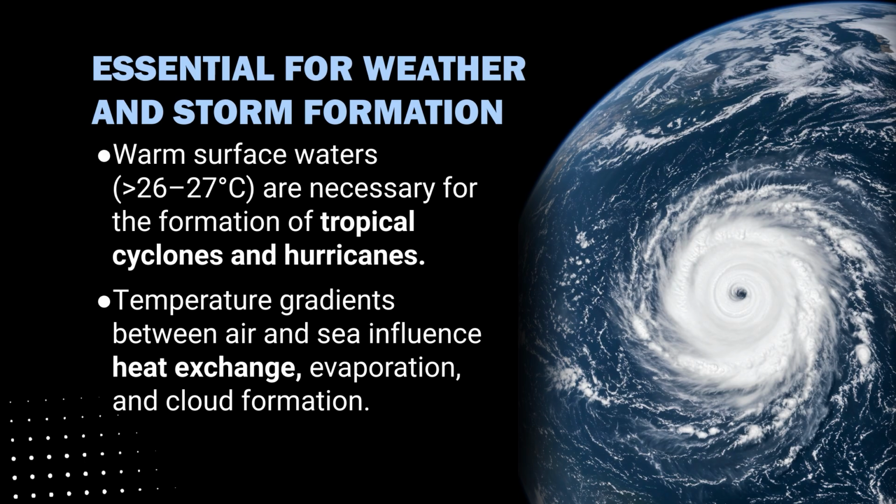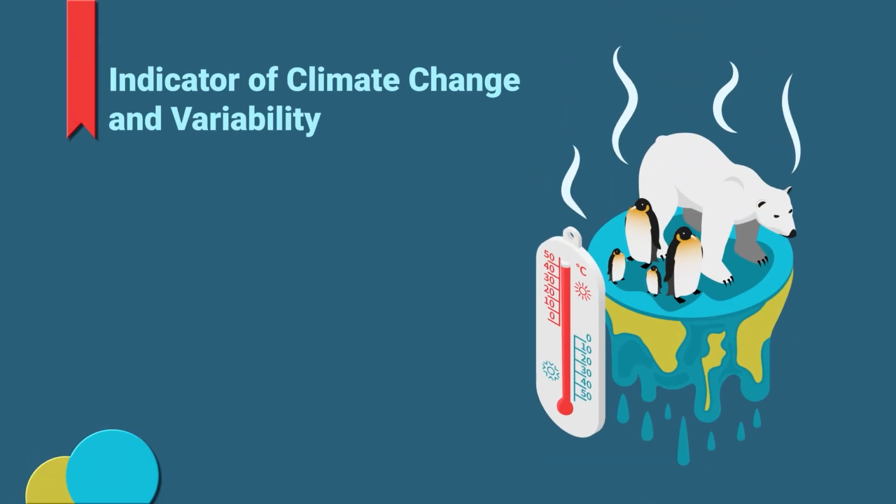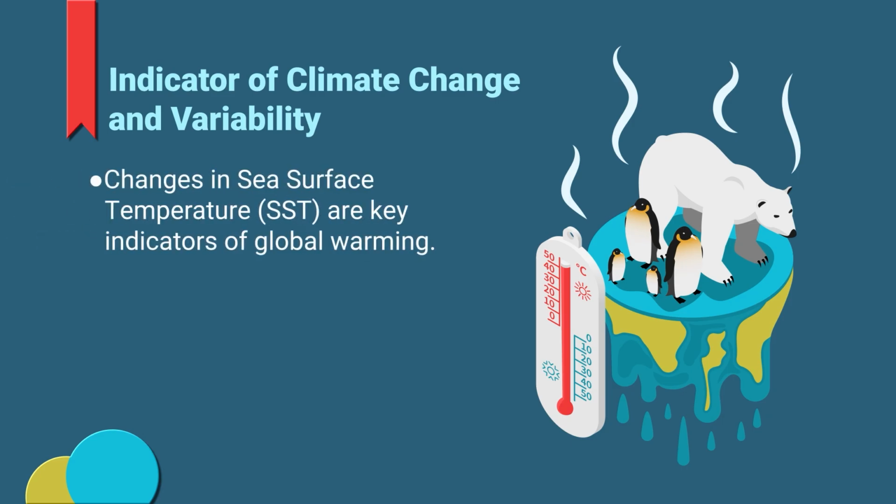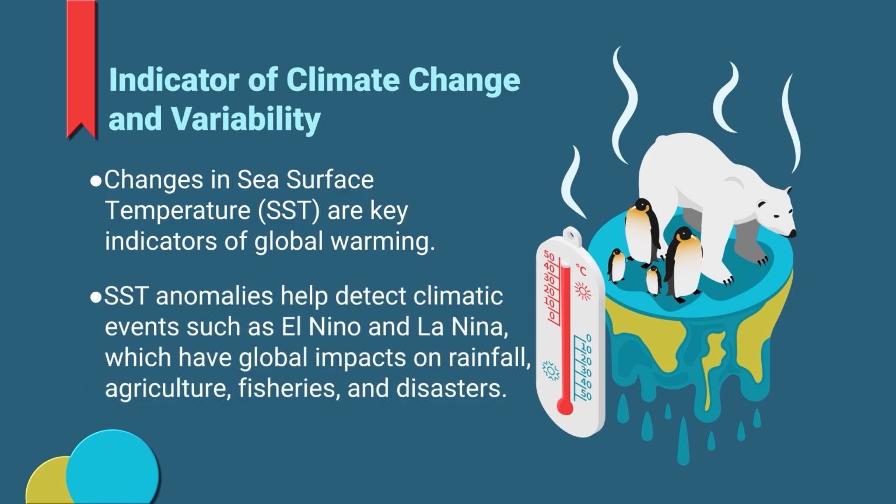So temperature gradients between air and sea influence heat exchange, evaporation and cloud formation. Temperature of ocean water is also an indicator of climate change and variability. Changes in sea surface temperature, SST, are key indicators of global warming. SST anomalies help detect climate events such as El Nino, La Nina, which have global impacts on rainfall, agriculture, fisheries, and other disasters.